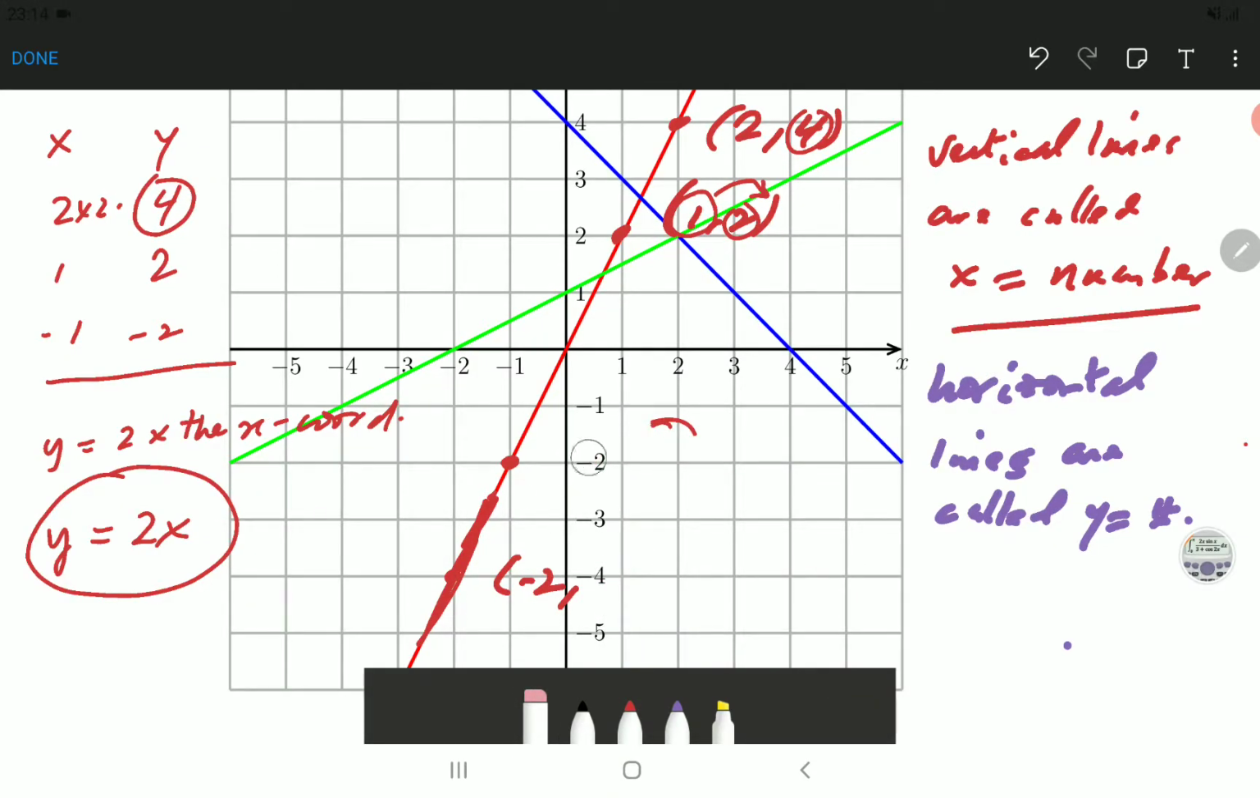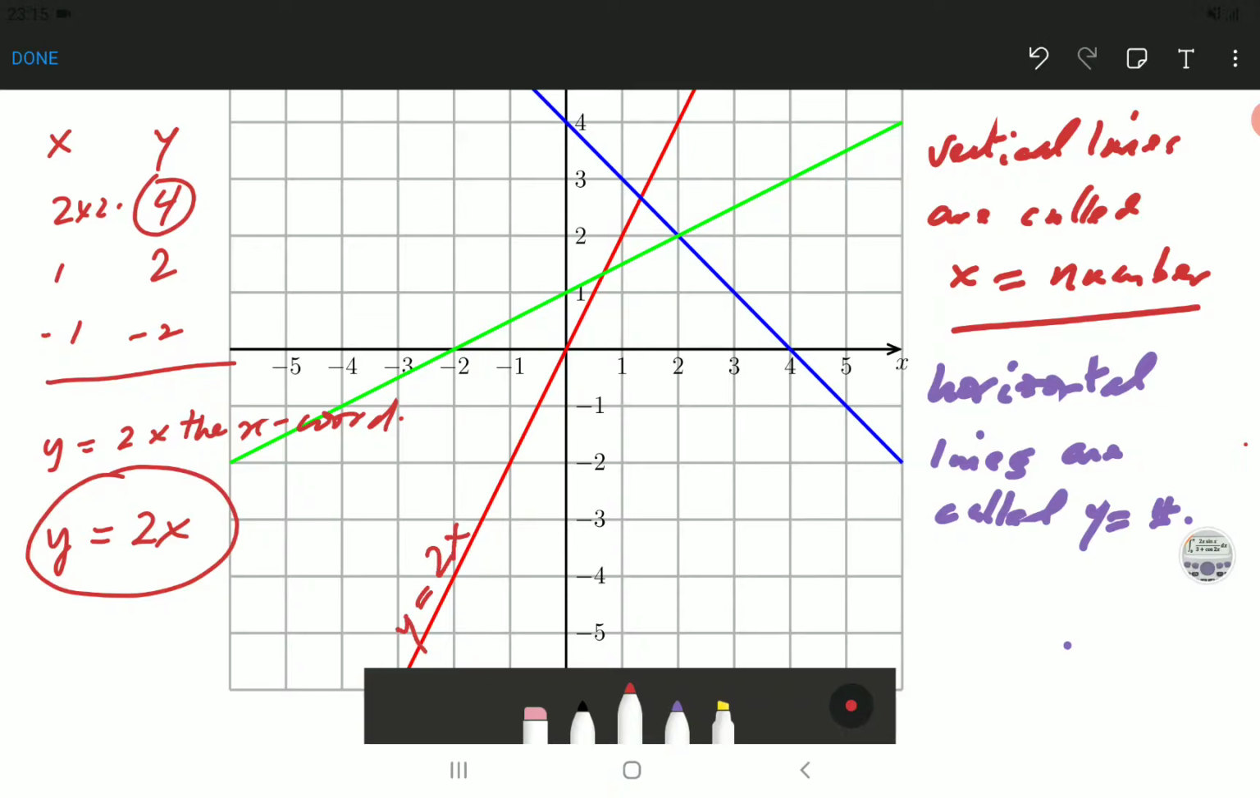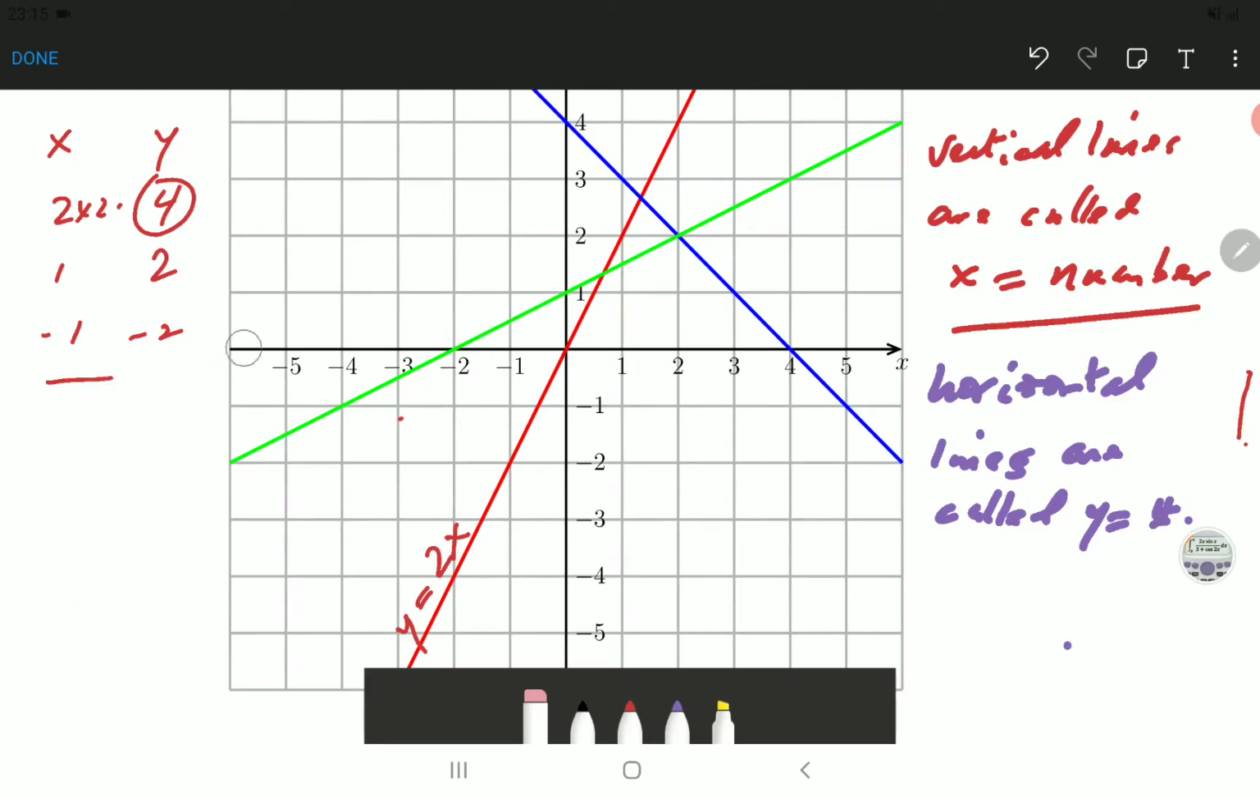So what we're going to do is write y is equal to 2x along this straight line here. So that is its equation. We're now going to go to these other two lines and try to see if we can establish their equations. So let's start with the blue line.